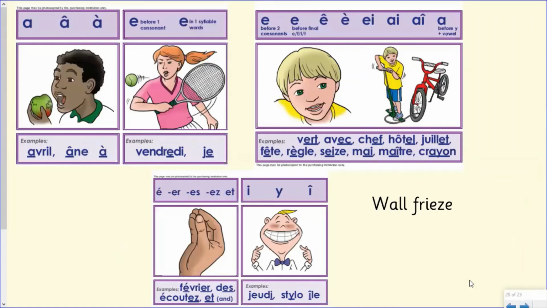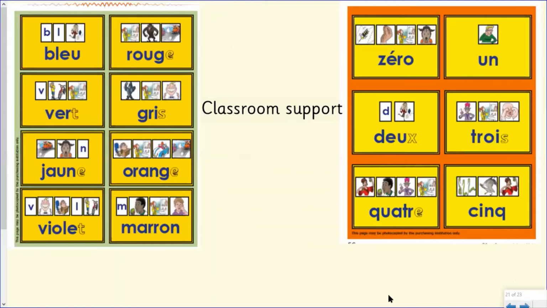You might like to have a wall frieze displayed showing the image, the graphemes which make that sound, and some example words that have the different graphemes within them. There are also some labels for those keywords I mentioned before, the days of the week, etc. So that if you are making a wall display and you've got a colour card and it's blue, if you want a label for it, not only does it have the word, but it has all the images above, which will help the learners recall how to pronounce those words.